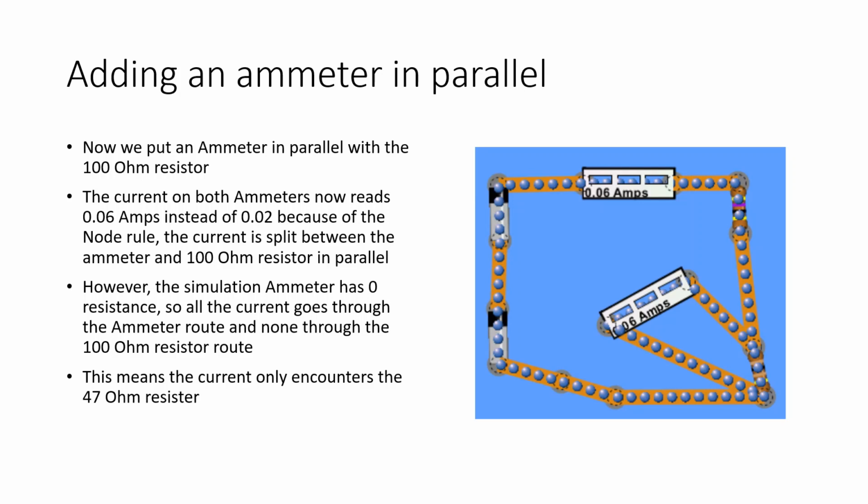So both of the ammeters are going to read the same current of 0.06 amps. And this means that the only resistance this current encounters is going to be the 47 ohm resistor.